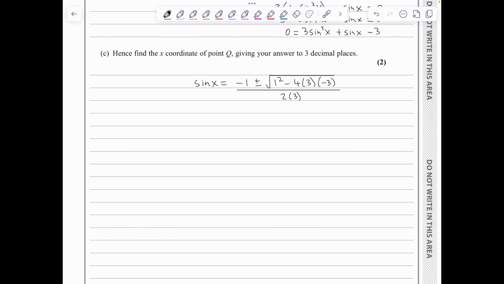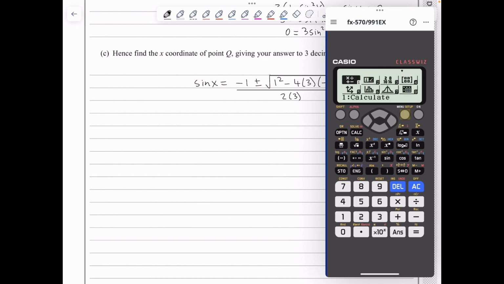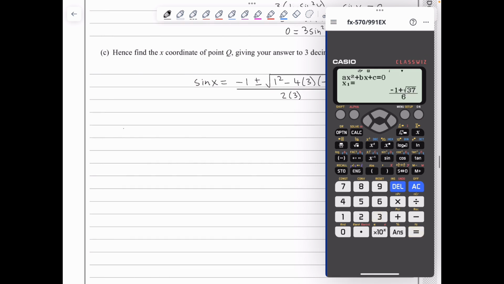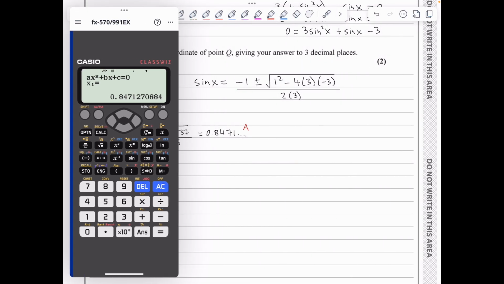So I'm going to go on my calculator. I press menu, option A, it's 2 and again 2. So I will be substituting A to be 3, B to be 1, and C to be negative 3. The first solution we get is that sine of x is equal to minus 1 plus root 37 over 6. If I press the SD button, I see that this is 0.8471... and I will store this on A because I will be using it later on and I want to maintain full accuracy.